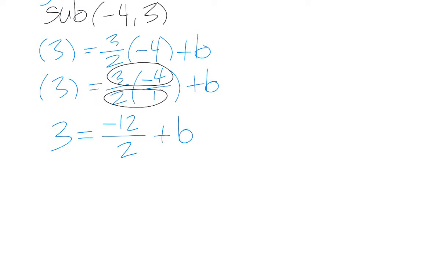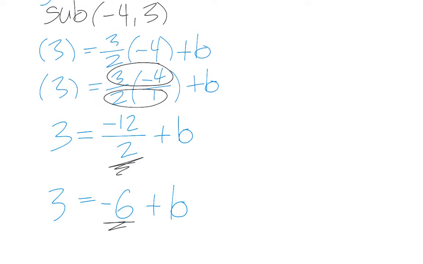Now, you want to isolate b, but b is stuck with this negative 12 over 2. Before we start manipulating, let's simplify this. 12 divided by 2 is 6, and a negative number divided by a positive number is negative. Everything else stays the same.